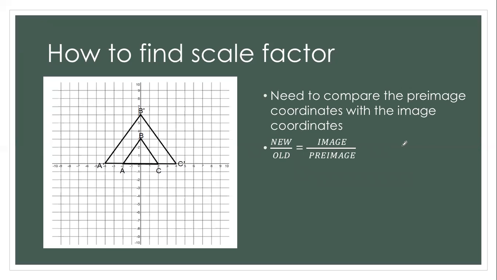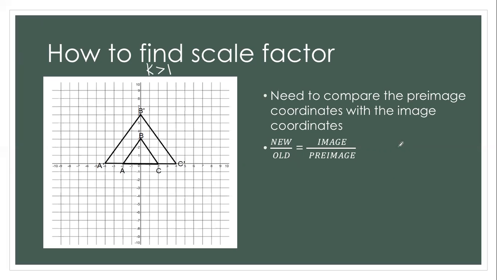So let's look at our first image. We want to compare the pre-image to the image. Which one's the pre-image, the small triangle or the big triangle? The small one. I know that because it does not have the prime notation. So the small one is the pre-image, and the big one is the image. Did it get bigger or smaller? Bigger. So I know my K has to be greater than 1.